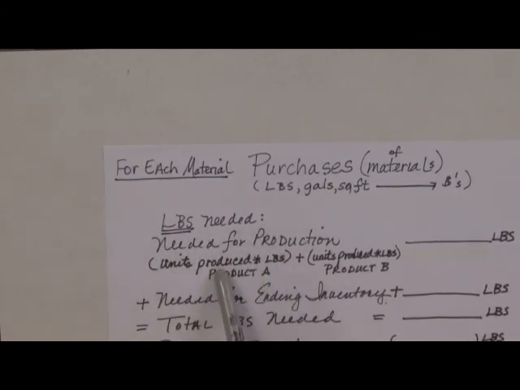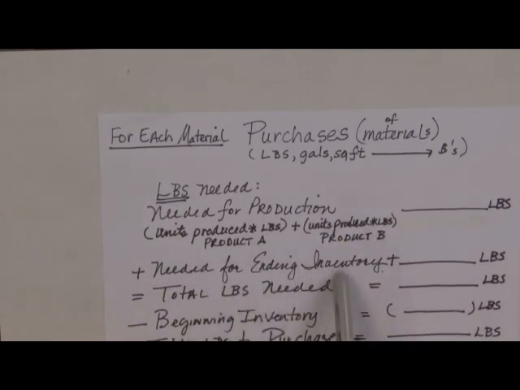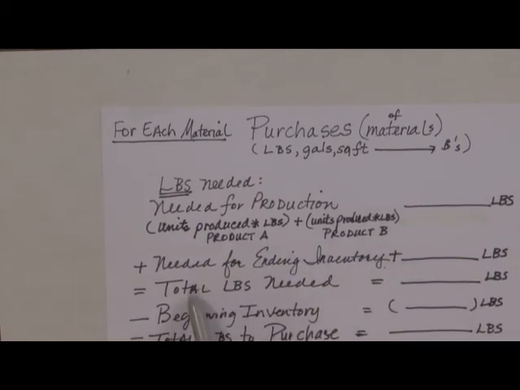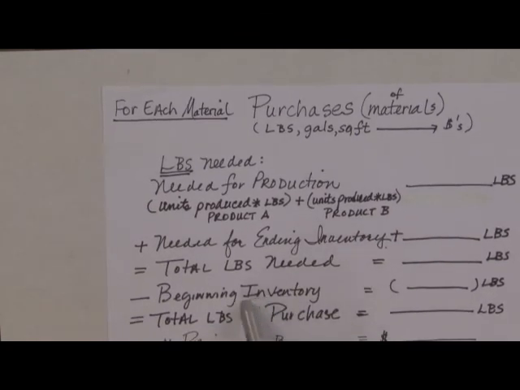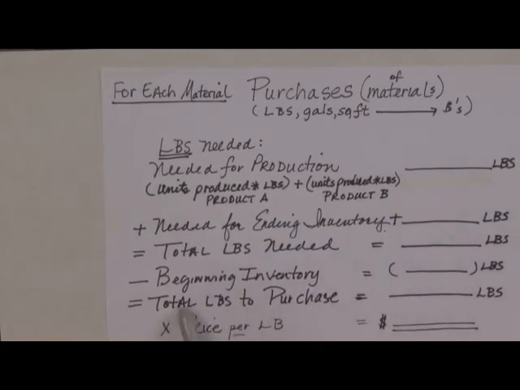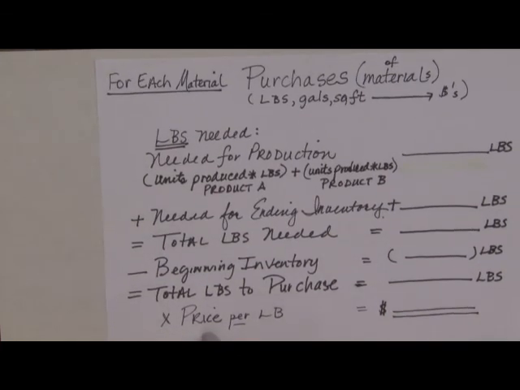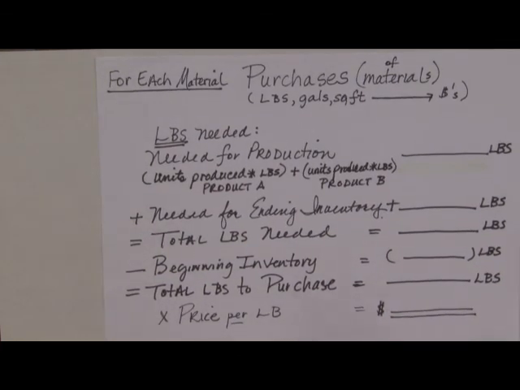You just stop with product A. But when we have multiple products, we have to look at how many pounds are needed to produce each product. And then we just look at how many total pounds do we want to have in ending inventory. That gives us total pounds needed minus the beginning inventory, which would be the pounds we already have. And we are able to determine the number of total pounds that we have to purchase. Final step, multiply those pounds by the price per pound.